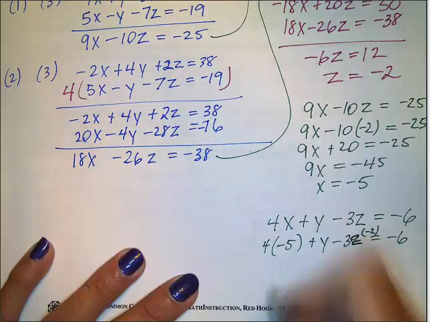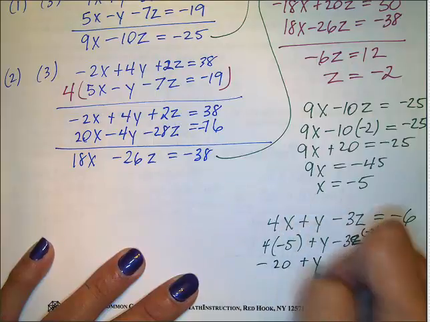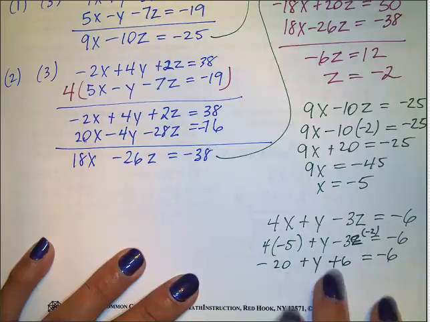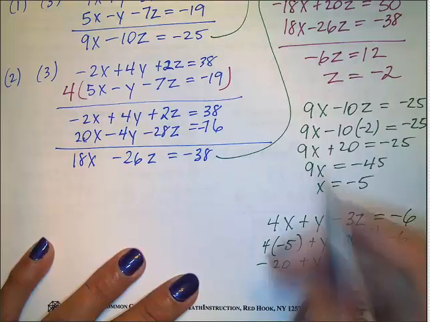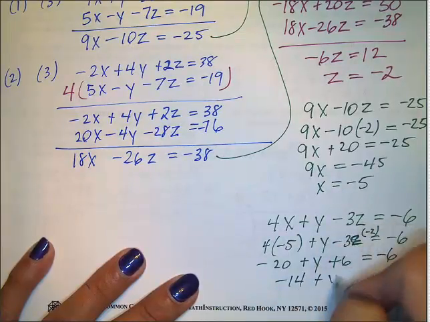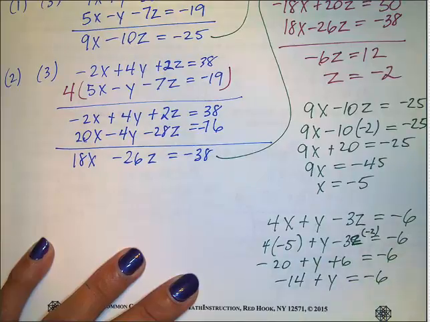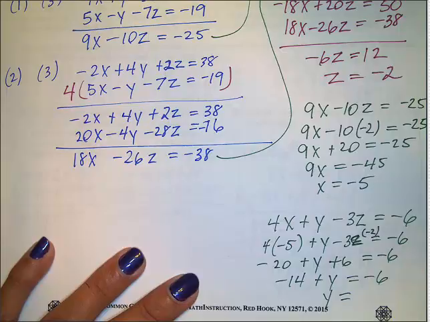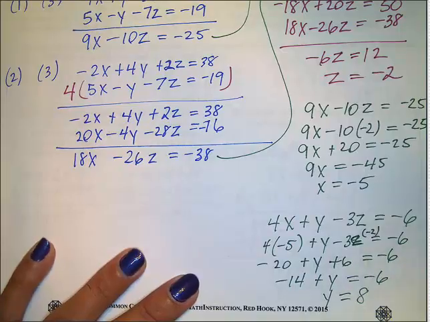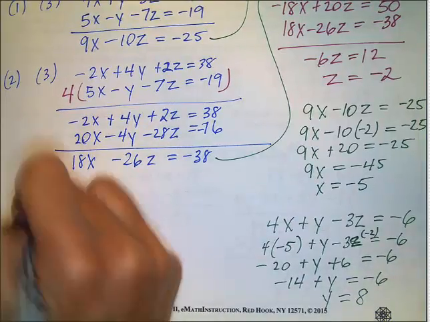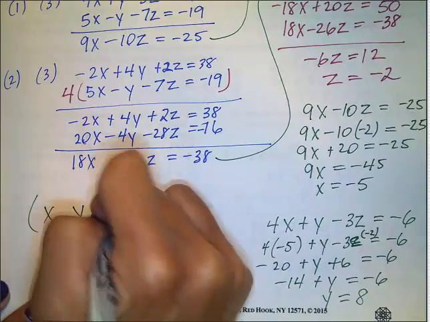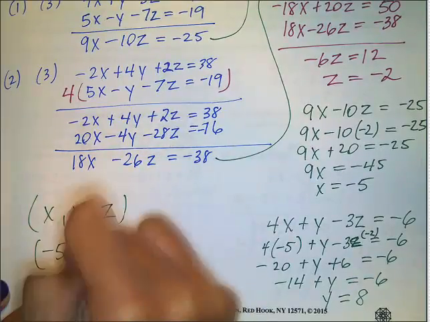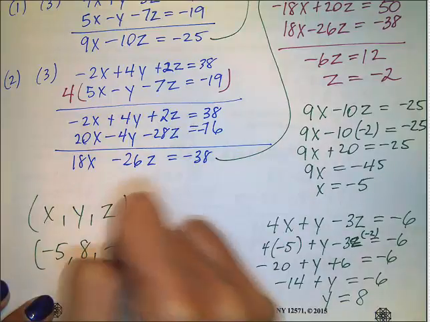So we have negative 20 plus y plus 6 equals negative 6. These are on the same side, so what's negative 20 plus 6? Negative 14 plus y equals negative 6. Add 14 to both sides, so y equals 8. So I have x, y, z. So x is negative 5, y is 8, z is negative 2.